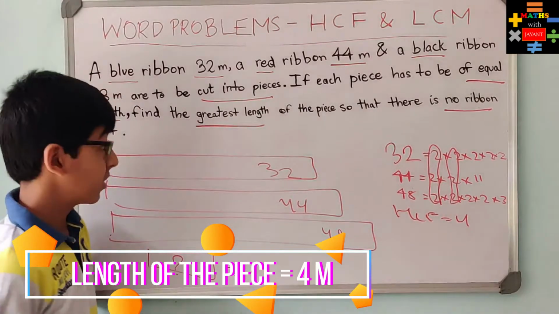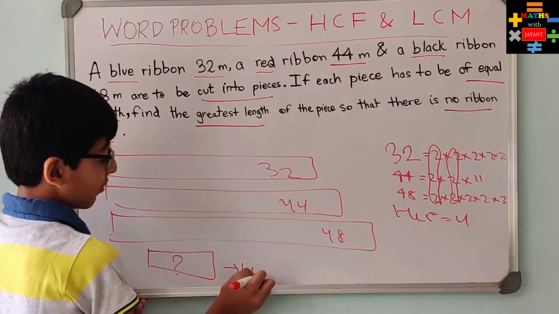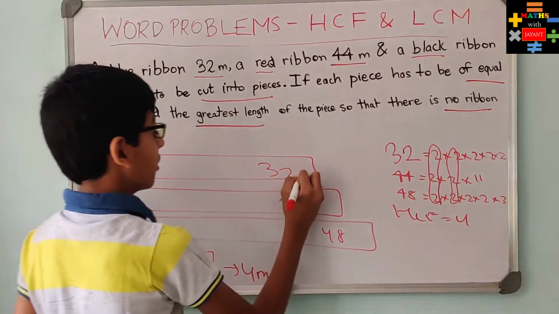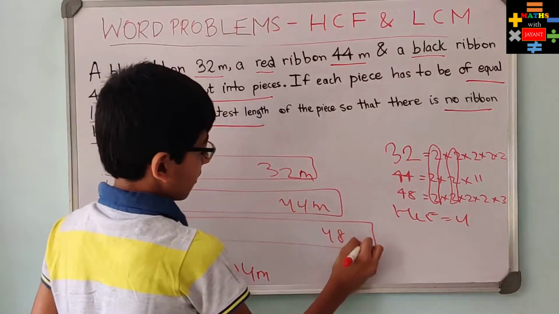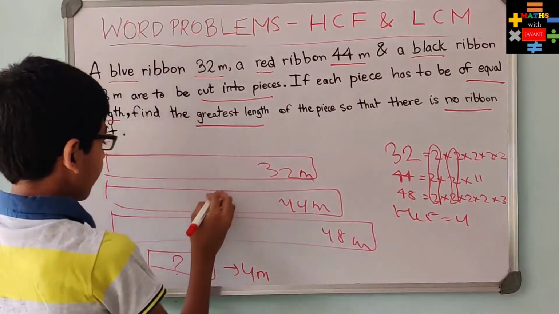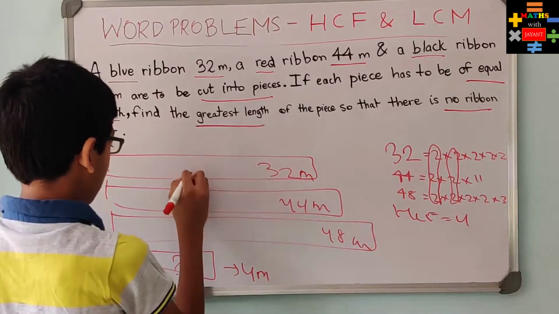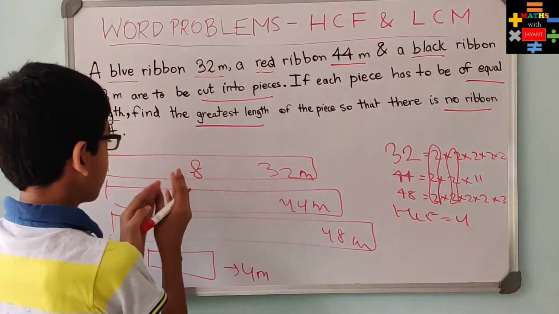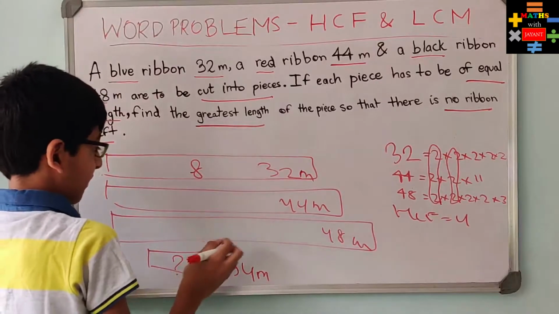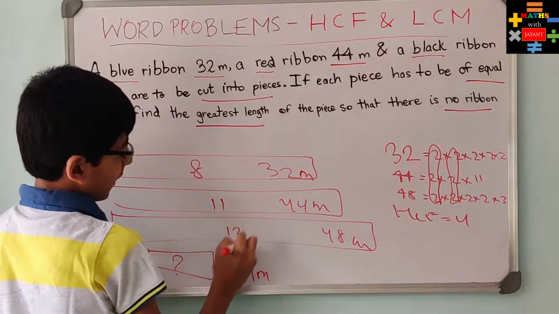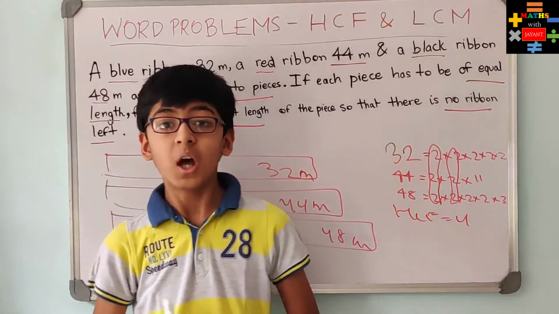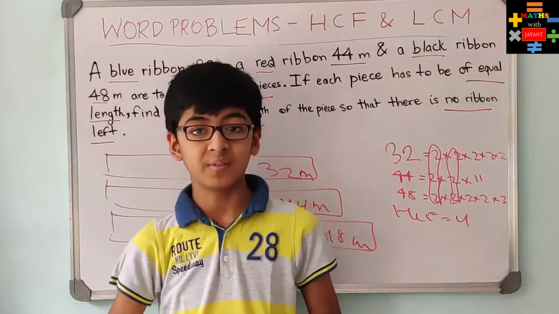But 4 what? Meter or centimeter or millimeter or kilometer? It should be meters, because all of these are in the unit of meters. And if we check, if we cut 4 meter pieces, then there will be 8 pieces for this, 11 pieces for this and 12 pieces for this. So now let us move on to our next question.